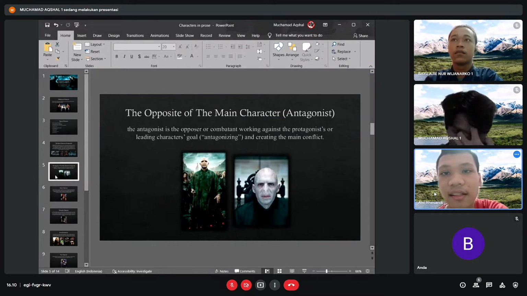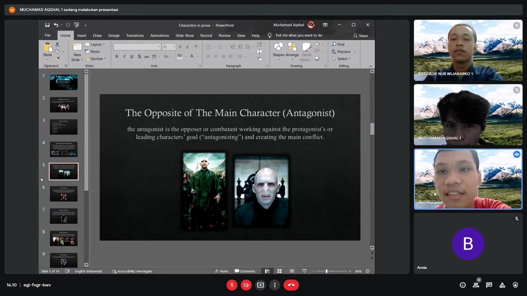And then the opposite of the main character, antagonist. The antagonist is an opposer or combatant working against the protagonist or leading character's goal, antagonizing and creating the main conflict.